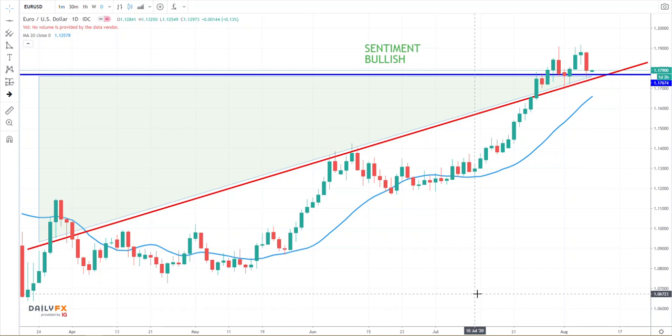This is your weekly analysis for the euro versus the dollar, EUR/USD. The date is Sunday, August 9th. It's 4:47 p.m. Eastern Standard Time. Market's just about to kick off here in a half hour or so.